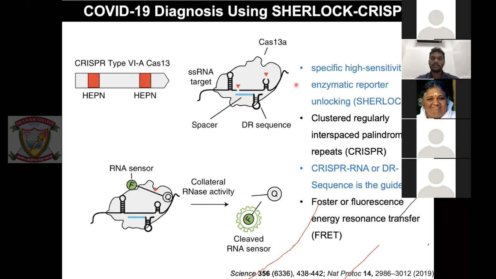All right. So now, the Sherlock methodology is a specific high-sensitivity enzymatic reporter unlocking. So they call it Sherlock. In this technology, the additional component they add is an RNA sensor. Like I said, it's called the FRET sensor, fluorescence resonance energy transfer sensor, where you have a fluorophore and a quencher. When it is together, there will be no fluorescence, but if it is cleaved, there will be fluorescence.